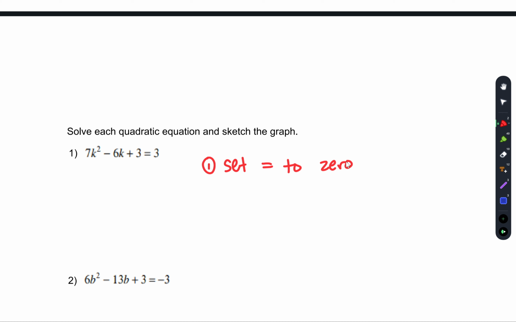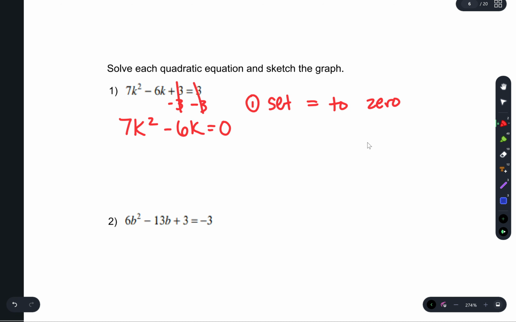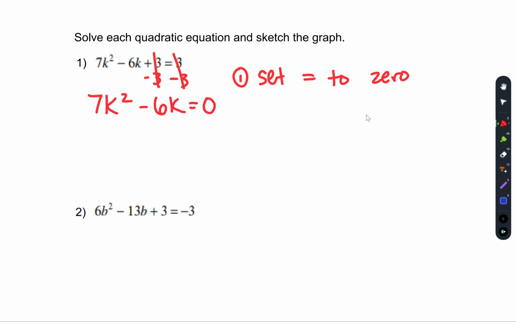That means I'm going to move that 3 over to the other side by subtraction. And actually, both of those are going to cancel out. I'm left with 7k squared minus 6k equals 0. After that, do we know what we need to look for in this equation? What do we look for? Trying to simplify this equation the best I can. What can I take out of it?